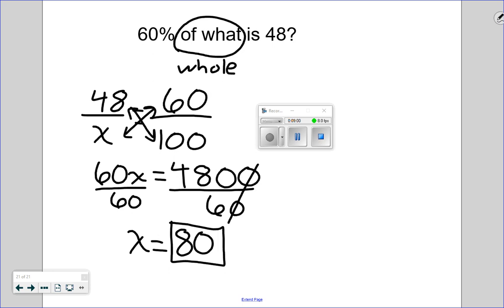So that's all there is to setting up a proportion to solve a percent problem. And we can solve for the percent itself, or the part, or the whole using this method.